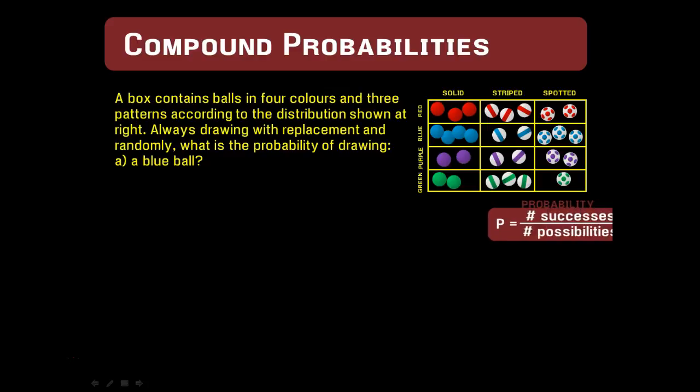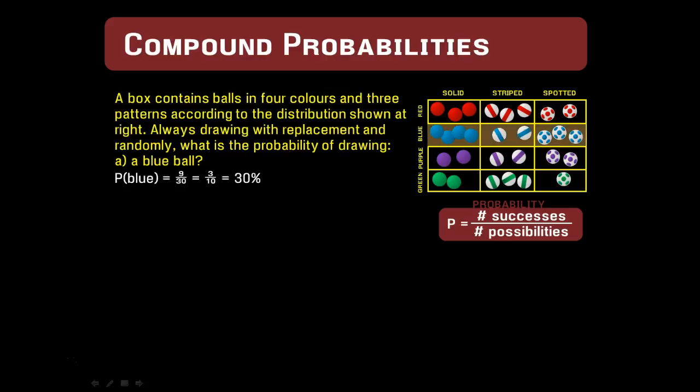The basic formula for a simple probability is number of successes divided by number of possibilities. There are 9 successes, balls with blue, and 30 balls of any description, so the probability is 9/30, or 3/10, or 30%.